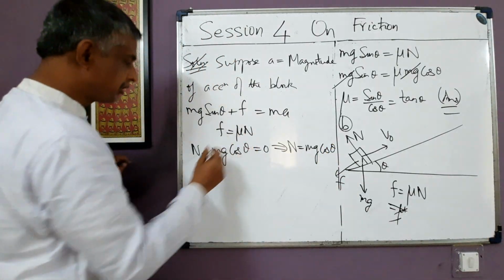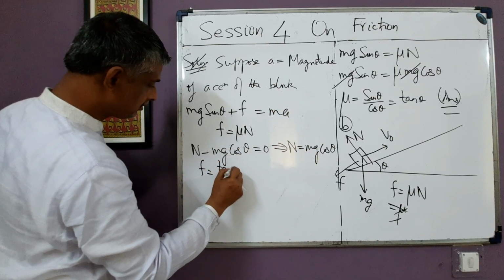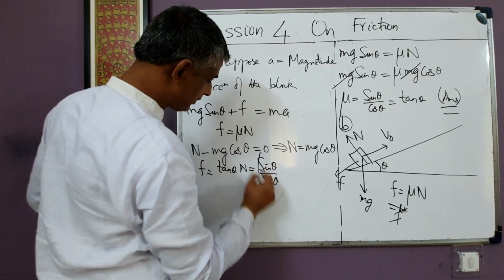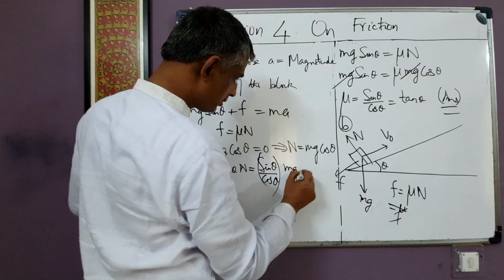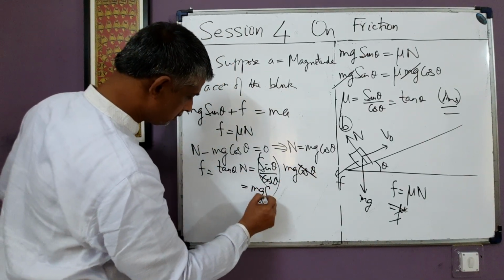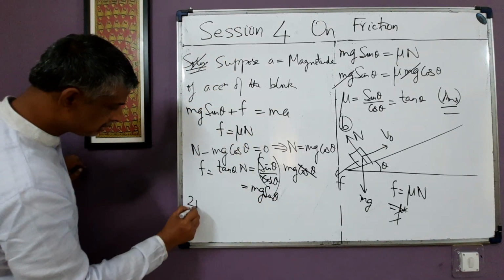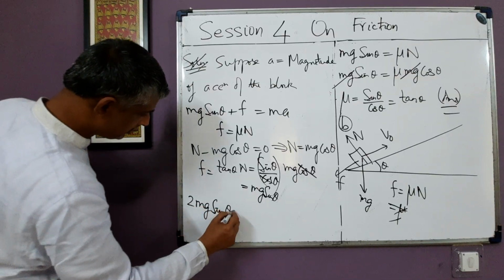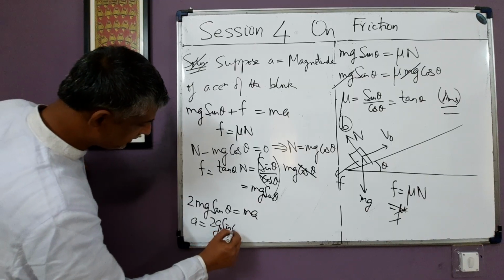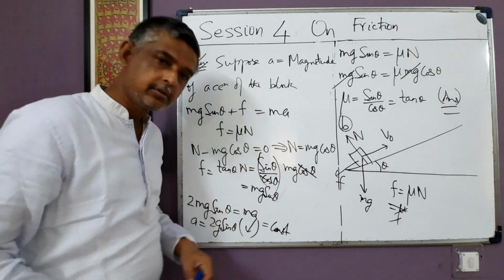Now substitute this here. Mu is how much? Tan theta. Tan theta into N. Tan theta becomes sin theta by cos theta, and N becomes mg cos theta. The cos cancels out. This becomes mg sin theta. Now substitute this F here. Then what do we get? 2mg sin theta is equal to ma. So A becomes 2g sin theta, which is down the incline, and it is seen to be a constant quantity. Alright, fine.